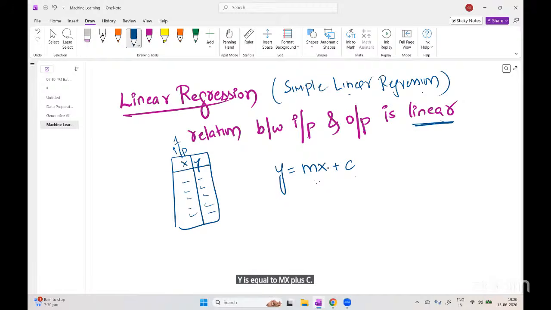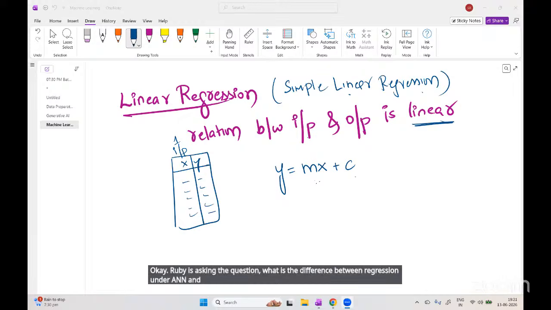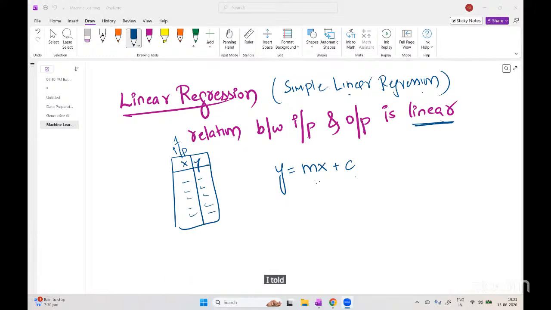Now, sir, what is meant by linear? Okay. Ruby is asking the question, what is the difference between regression under ANN and what you are discussing? Ruby, ANN is deep learning, which we discussed in our class. This is ML. I told you, they are different algorithms.